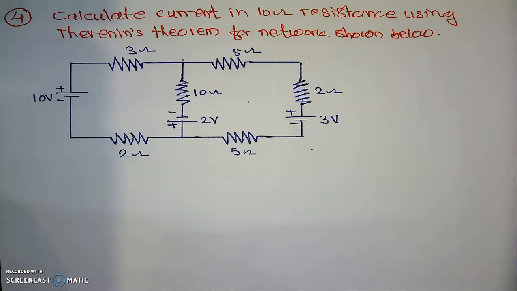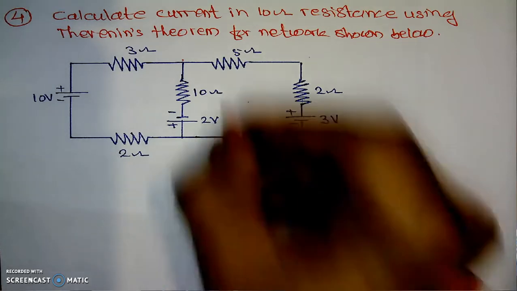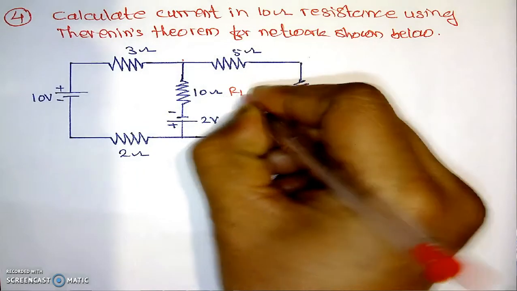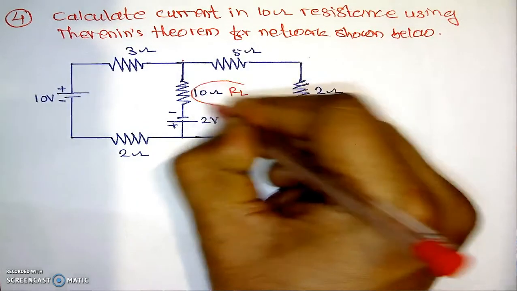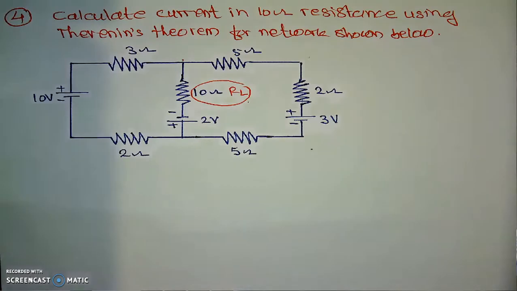Hulle from G.H. Raisoni Institute of Engineering and Technology, and in this video we will calculate current in the 10 ohm resistance by using Thevenin's theorem. This is a bit of a typical problem because here the load resistance RL, which is 10 ohm, is in between. But the steps will be the same.